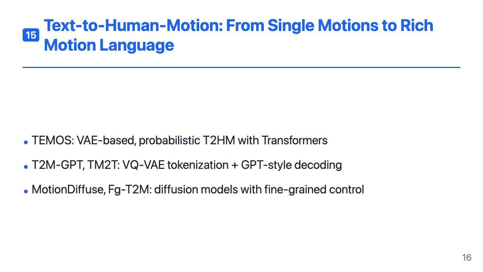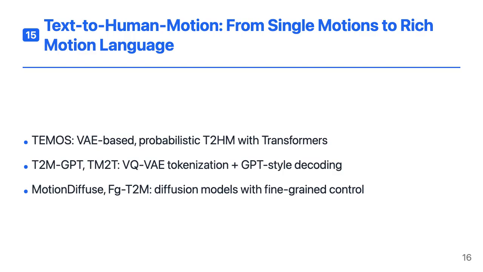Text-to-human motion models translate language into 3D body movements. TEMOS introduced a probabilistic approach using a VAE with transformer encoders for both text and motion, allowing multiple plausible motions for the same description. T2M-GPT and TM2T discretize motion into codebooks using VQ-VAE, then treat motion generation as a sequence prediction problem, similar to language modeling. This improves long-range temporal coherence and enables bidirectional tasks like motion to text.